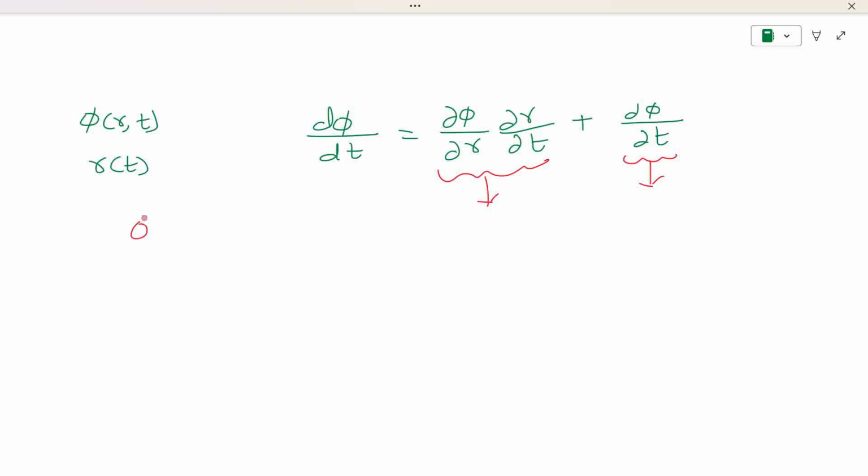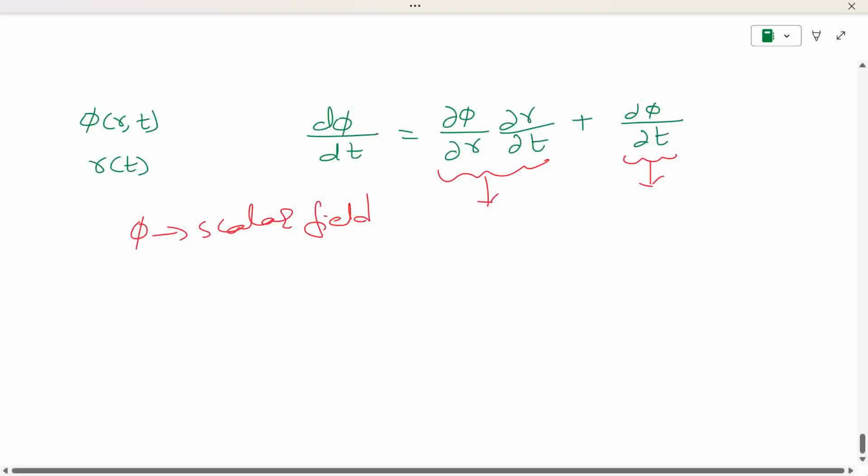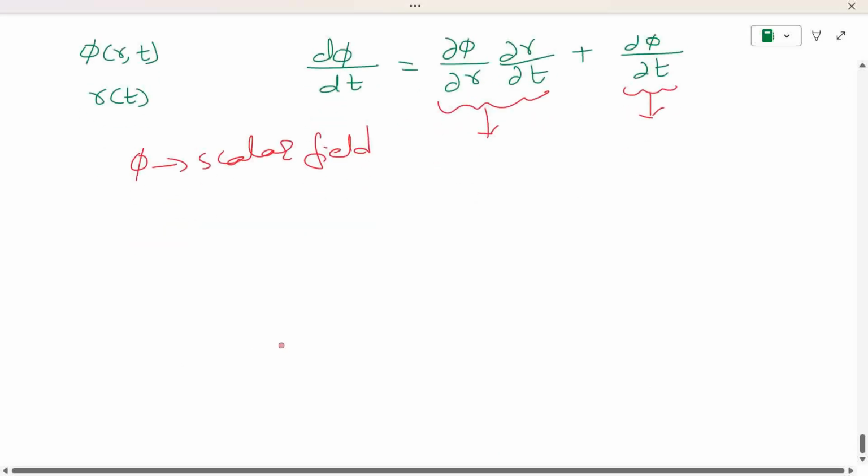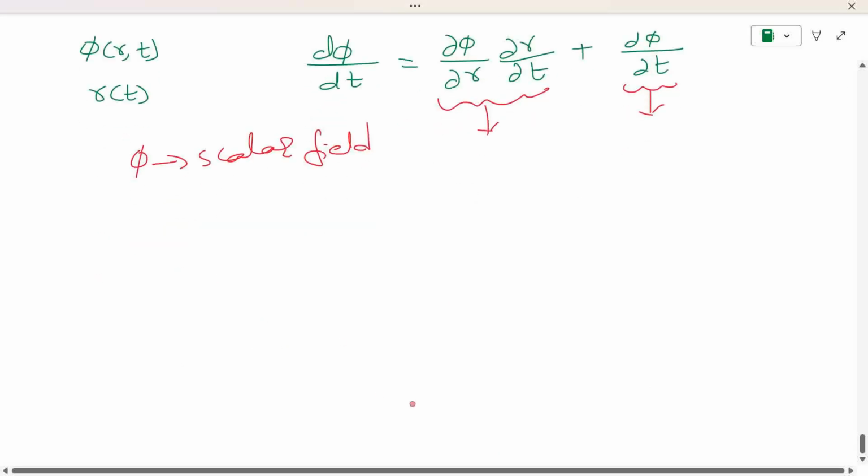And I already mentioned phi is a scalar field. So why is it a scalar field? It is something that depends on space and time. That's why it is called a field. It may be the same or different at 2 points, but basically it is a function of space and time. That's why it is called a field. Okay. So we have seen phi of r comma t.